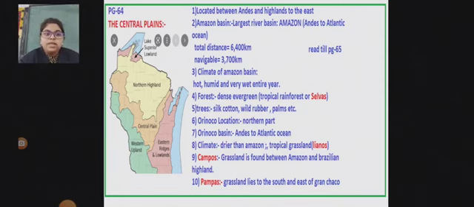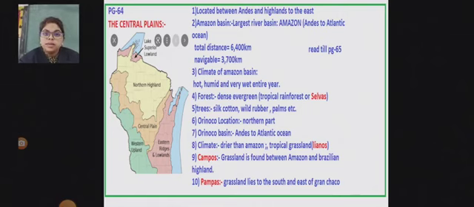Now, in the case of Orinoco, this is again a basin available in the central plain. Actually, if we take a bigger picture of the central plain, it is made up of different types of basins. Number one we have learned a moment back, which is the Amazon basin. Here comes the second basin, which is known as the Orinoco basin. Orinoco basin is located in the northern part, which again starts from the Andes and extends till the Atlantic Ocean.